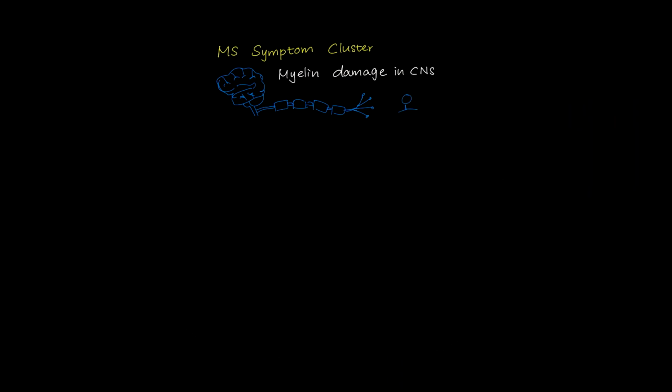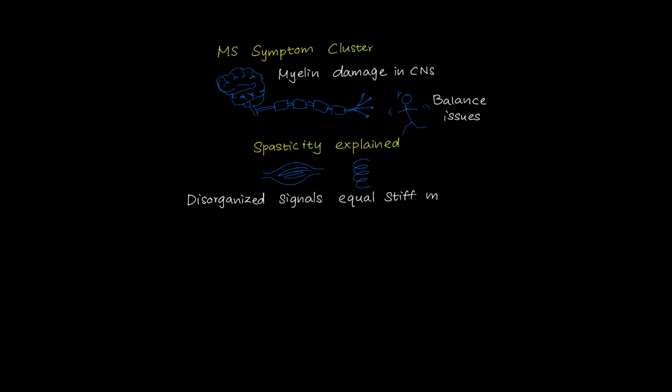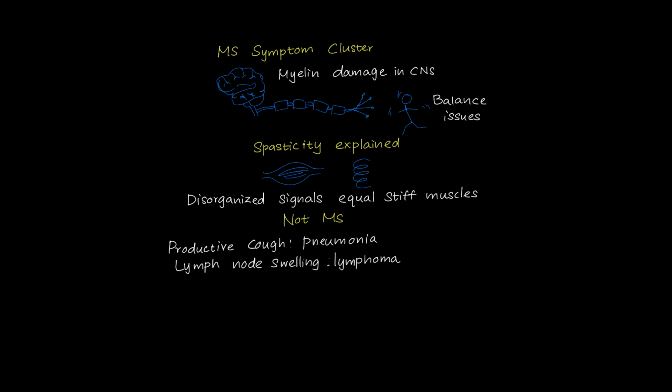Another common symptom is muscle spasticity with sudden stiffness. Damaged corticospinal tracts send disorganized signals to muscles, which contract too strongly or at the wrong times, producing spasticity and stiff movements. Productive cough with yellow sputum describes a lung infection like pneumonia, not demyelination. Painless cervical lymph node swelling points to lymphoma or leukemia. Pulsating headache with aura is a migraine pattern, not MS. The MS symptom family includes vision changes, balance issues, spasticity, weakness, bladder problems, and fatigue.